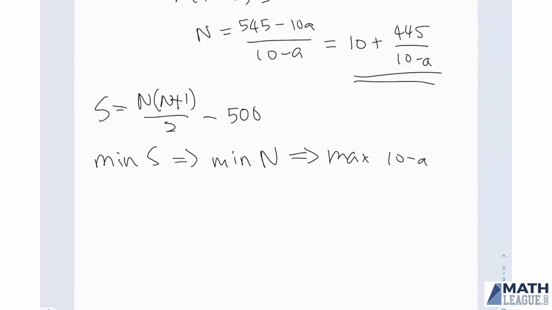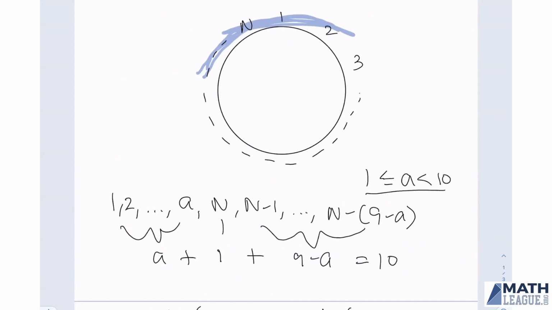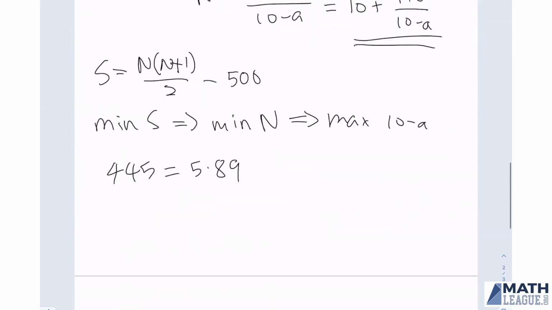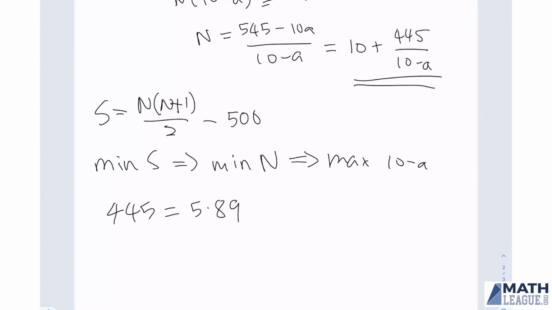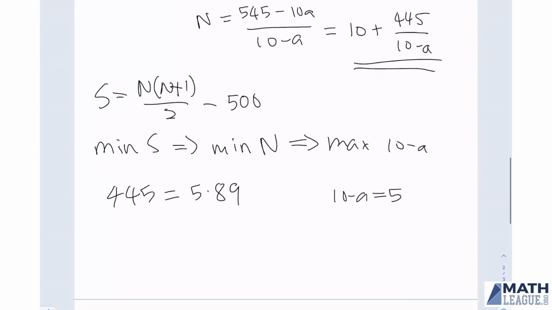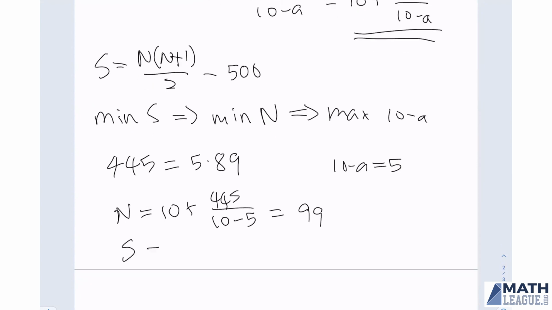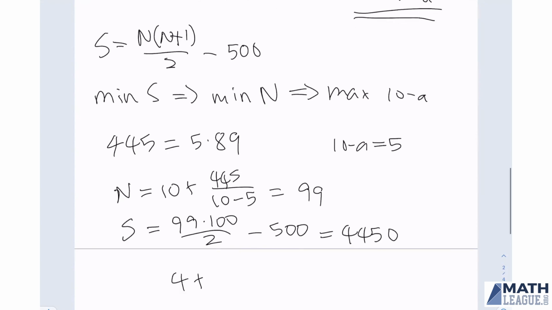Now note that the prime factorization of 445 is 5 times 89. And we note that 1 is less than or equal to a, which is less than 10. And so to maximize 10 minus a, we know that 10 minus a must equal 5, which corresponds to a value of n being 10 plus 445 over 10 minus 5, which is equal to 99. So the corresponding value of S is 99 times 100 over 2 minus 500, which is 4,450. And the sum of the digits is 13, which is our final answer.